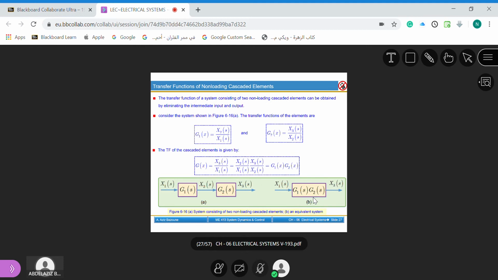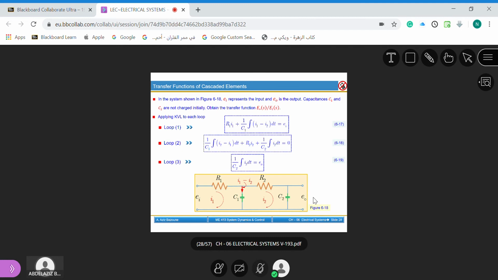But the idea behind writing it in this form is to show you that this is G1, and the second one is G2. So at the end of the day, you can simplify and you end up with X3 over X1, which is the multiplication of G1 times G2. This is how to simplify, or reduce two blocks into just one block.